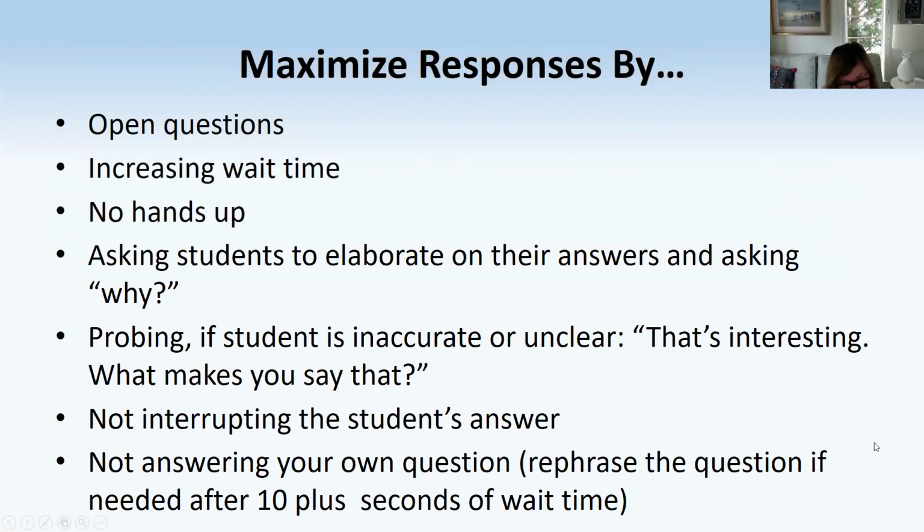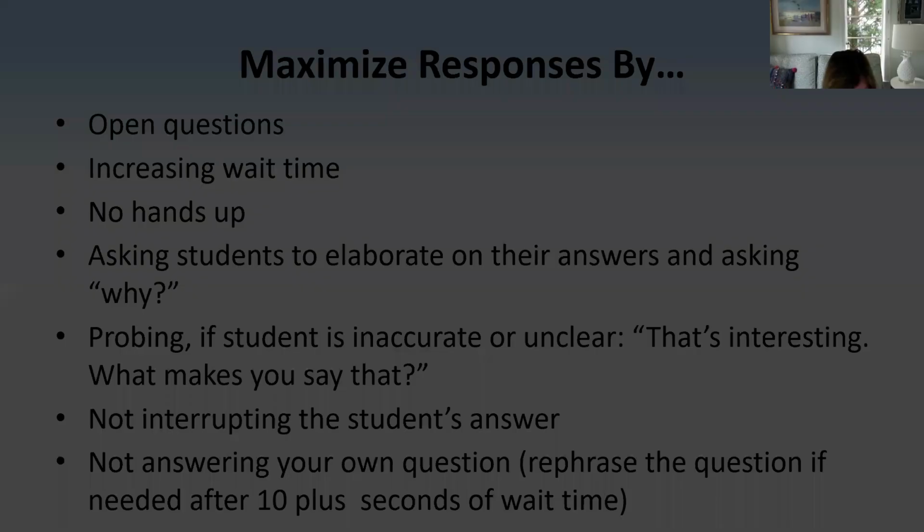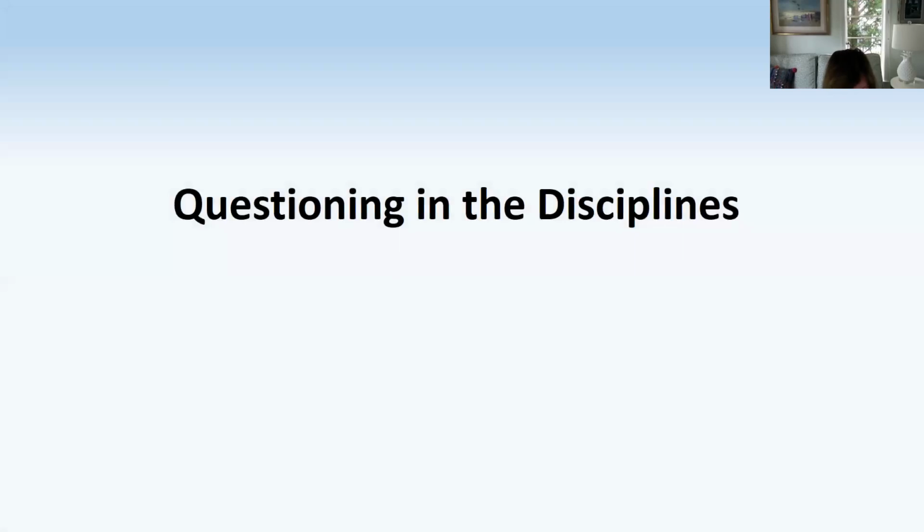And then also not answering your own question. If after about 10 seconds or more of wait time, and that's how long you should be waiting, they haven't answered the question, then don't you answer it, but rephrase it to make it more accessible, or to give them another shot at answering it. So those are some ways in which you can maximize your questioning in the classroom to get the best response from students.